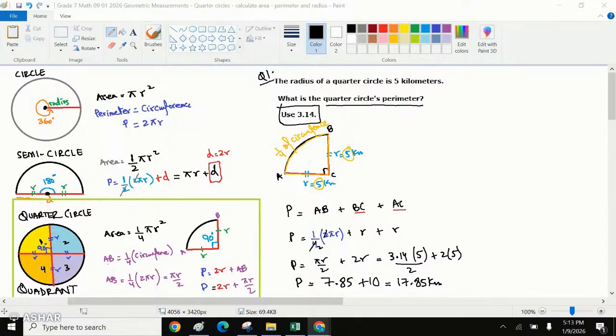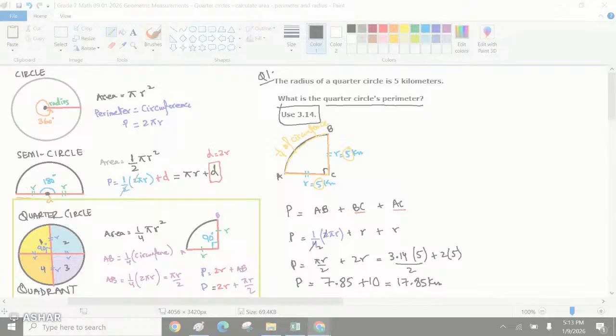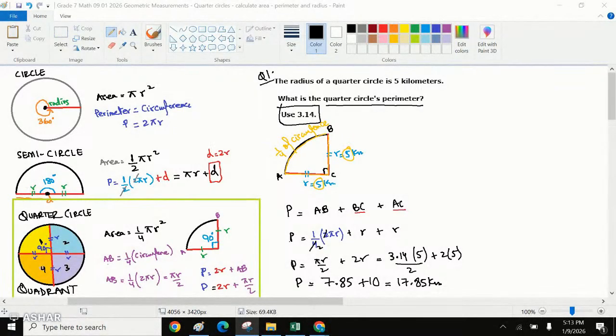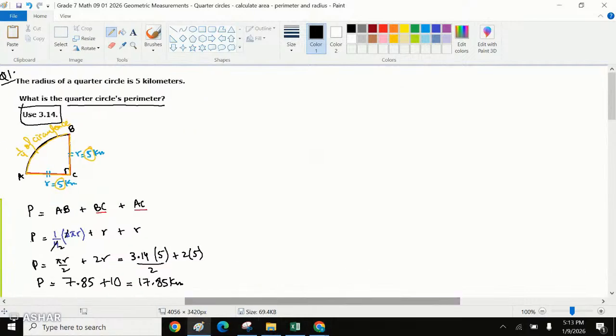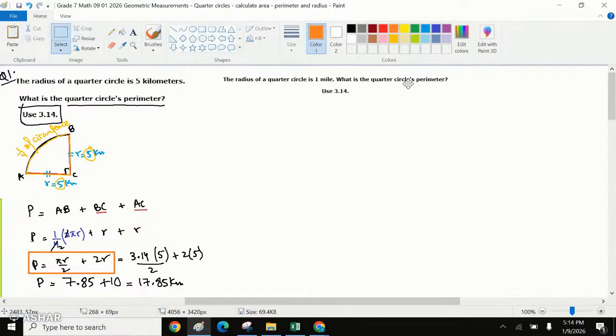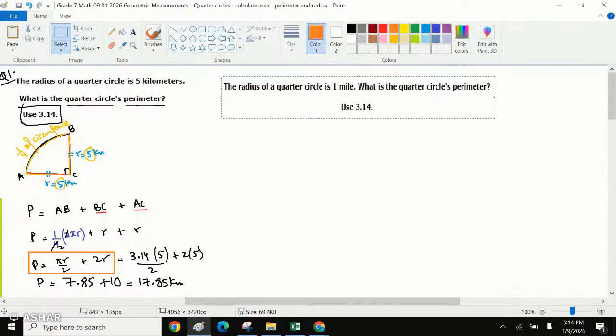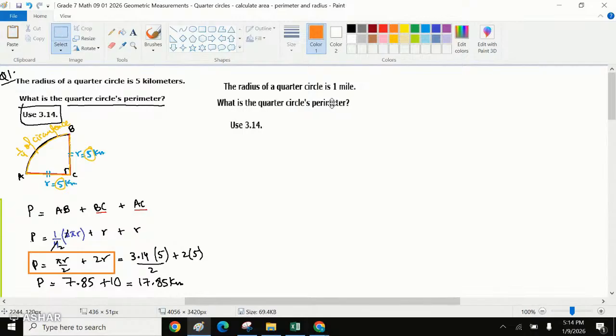The next question says the radius of a quarter circle is given. We again need to find the perimeter. Let's pick up question number 2. We will try to use this formula for the perimeter. We will simplify our life; we will not do simplification every single time. For question number 2, the radius of a quarter circle is given, using the value of pi to be 3.14. What is the perimeter of the quarter circle? So let's try to find this.